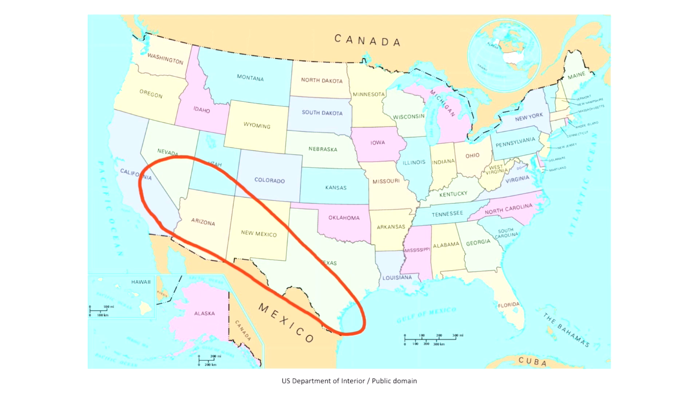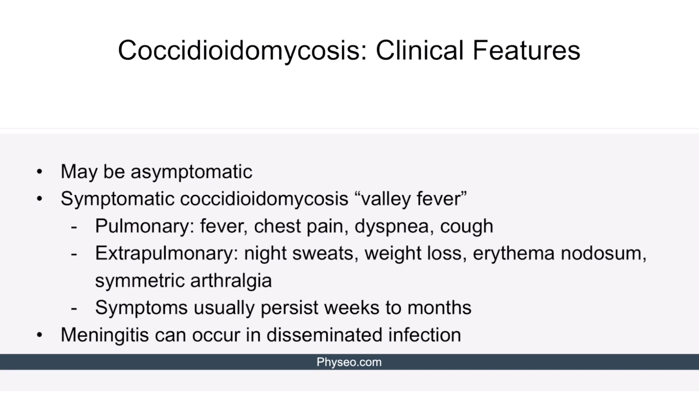Now, what are the clinical features? Well, actually, somebody can be infected and be asymptomatic. However, some patients can have symptomatic coccidioidomycosis, and that's called valley fever. And the presentation can include fever, chest pain, dyspnea, and cough. So again, not super specific. It's very similar to the other conditions we've discussed.